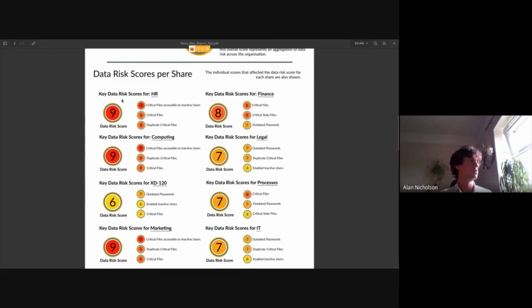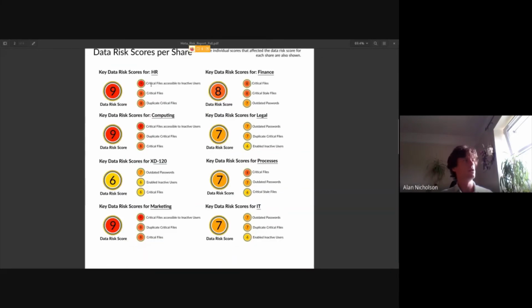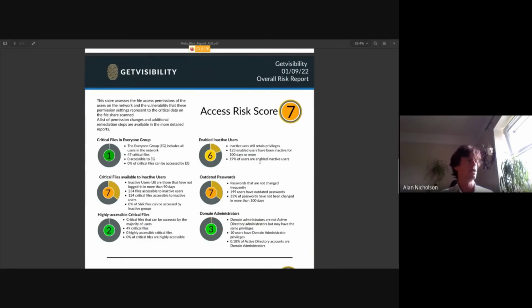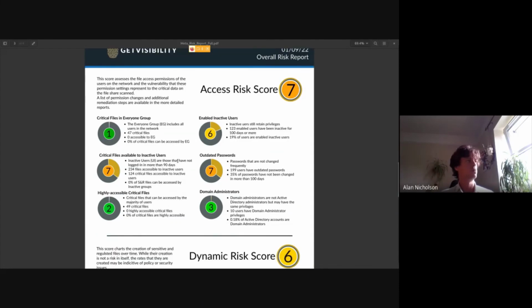So as you can see, we have HR, finance, and these are the main ones. We have reports on each one of these, and users can have access to those and can get granular details about the various users and the file access that's associated with all of these reports. And part of this as well is, again, an overall look at all of the user access. So with everyone group and all the critical files and the enabled and active users throughout the whole Active Directory.